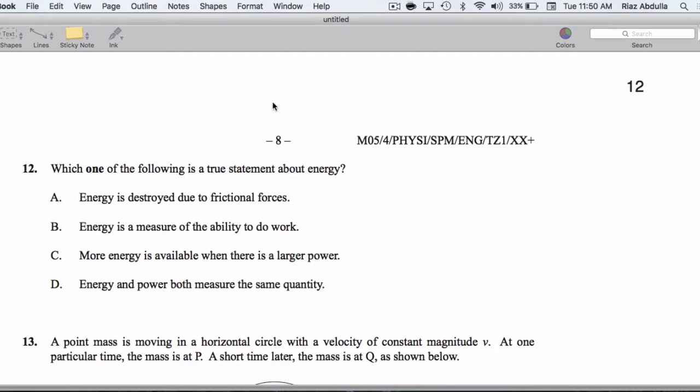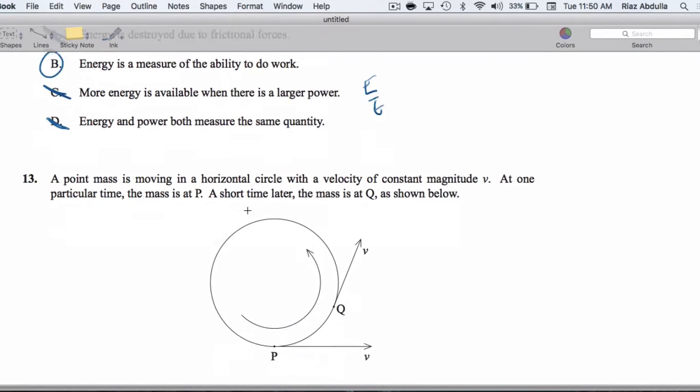All right, so let's talk about energy. Which one was the true statement of energy? Energy is never destroyed. Power is energy or work over time. But maybe more energy isn't available. Maybe I have something delivering power, but it shuts down so quickly I don't get more energy. These do not measure the same quantity. Okay, power is energy over time. Energy actually is a measure of the ability to do work.